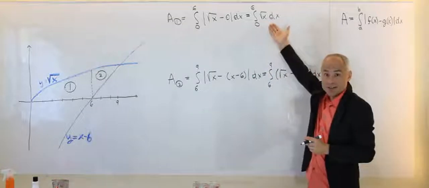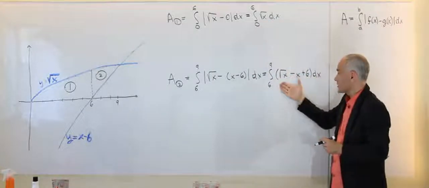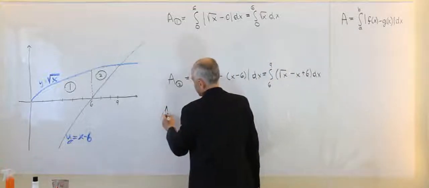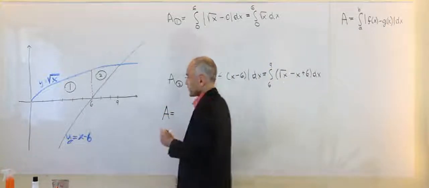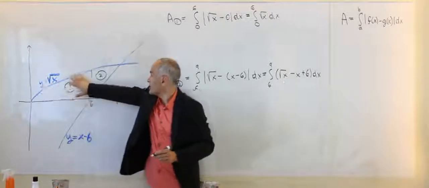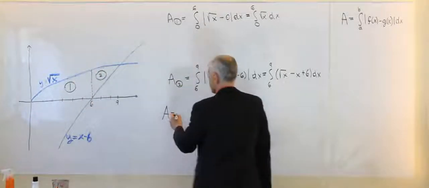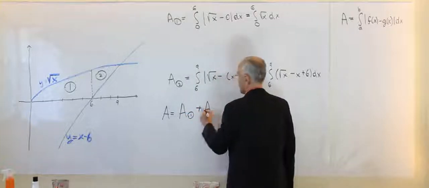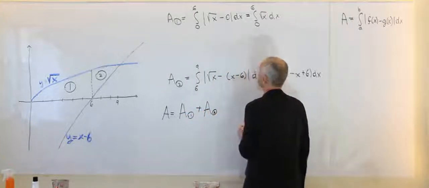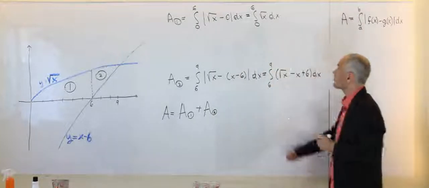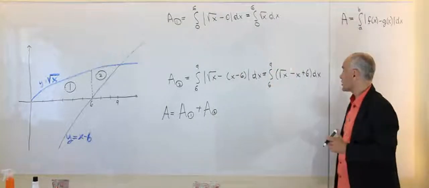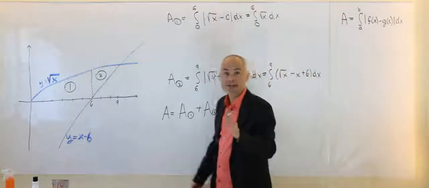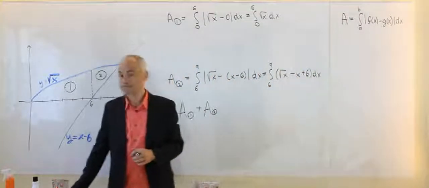So then we need to calculate this integral, and add the two areas. So the area that we are interested in, this area, is equal to A1 plus A2. Should we calculate these integrals very quickly? Why don't you do that, and we'll just check in a second.